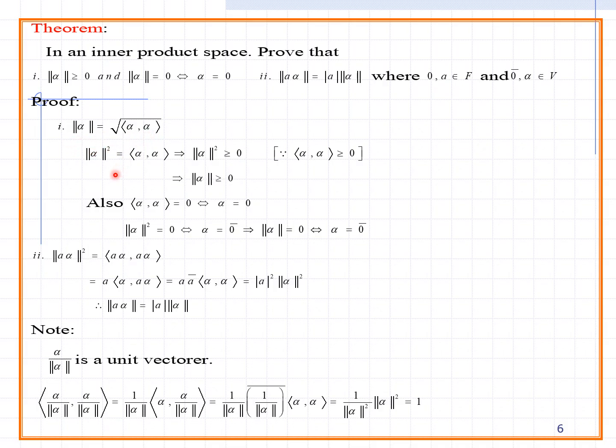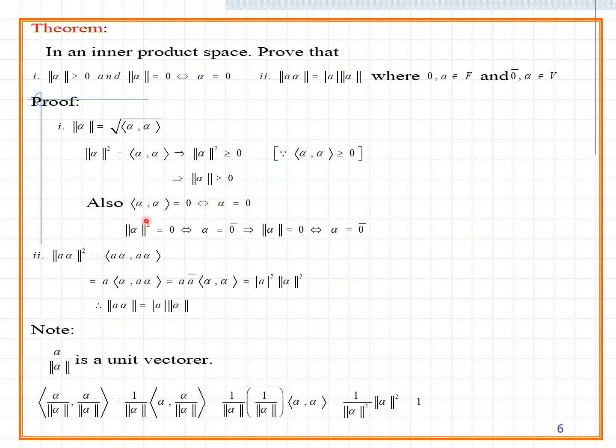The left side is norm alpha squared, equal to the right side, where the square root cancels: the inner product of alpha comma alpha. What is that? A positive value, by the property. So that's why norm alpha squared is greater than or equal to 0, which means norm alpha is greater than or equal to 0.